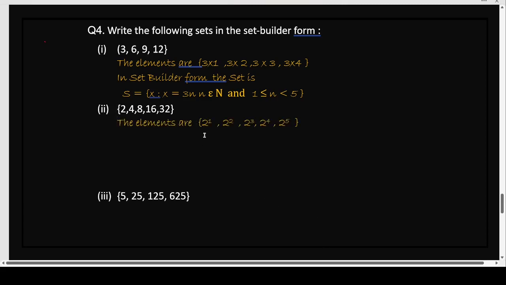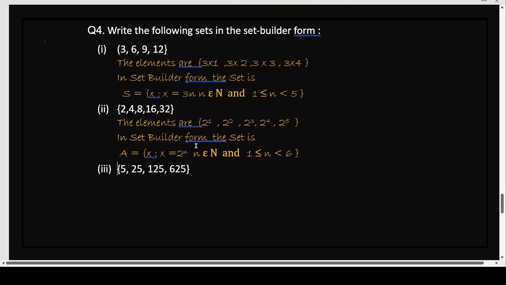First the elements are 2 raised to 1, 2 raised to 2, 2 raised to 3, 2 raised to 4, 2 raised to 5. Now it is easy to write in set builder form. In set builder form, the set is A equals {x such that x = 2 raised to n}, and we have to give the range of n. n belongs to natural numbers and 1 ≤ n < 6. That means n lies between 1 to 6: 1, 2, 3, 4, 5. That is the set builder form.